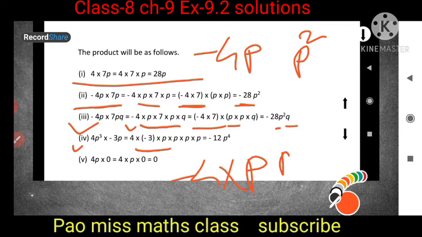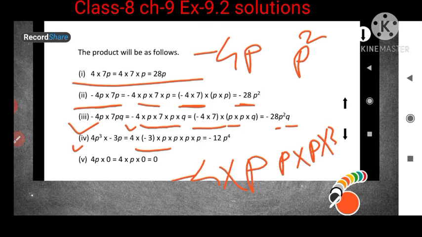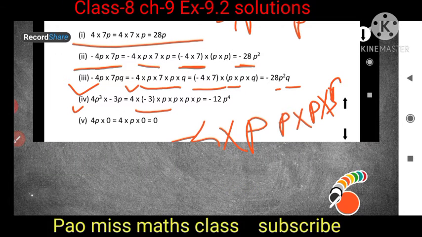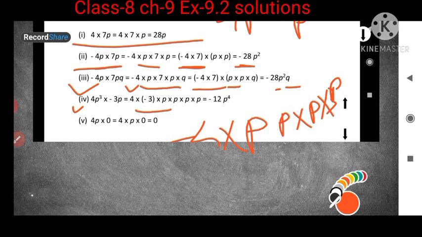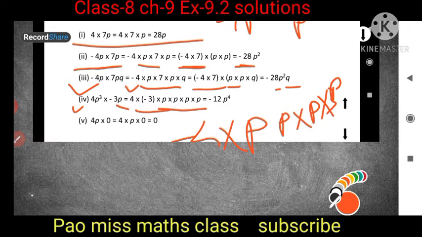P to the power 3 means p will multiply how many times? 3 times. We know cube means the same number multiplied thrice, 3 times. So p cube means p into p into p, and one more p is there. So how many p are there? 4. That means in exponent form we can write p to the power 4.